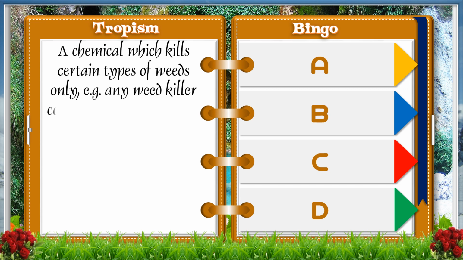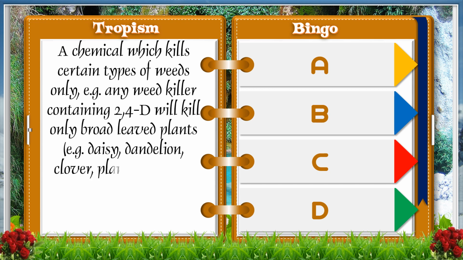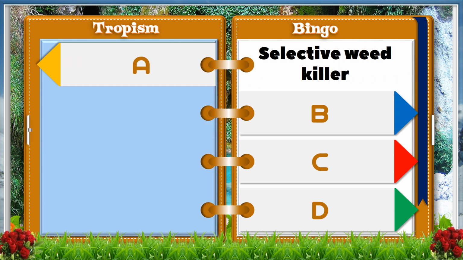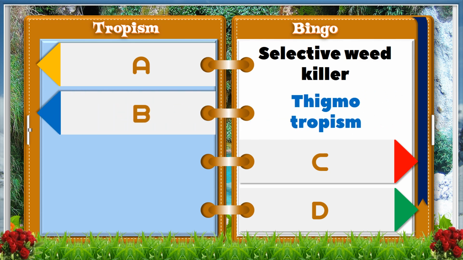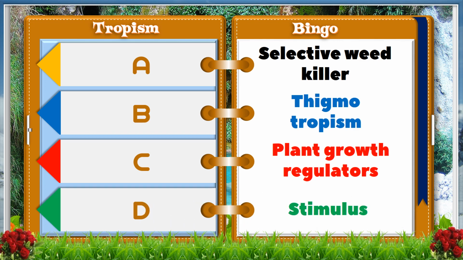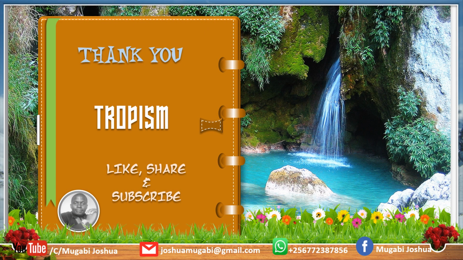A chemical which kills certain types of weeds only. For example, any weed killer that contains 2,4-D will kill only broad-leaved plants, for example, daisy, dandelion, clover, plantain, etc. in lawns, but will not harm the grass. A. Selective weed killer. B. Thigmotropism. C. Plant growth regulators. D. Stimulus. And the answer is A. Selective weed killer.